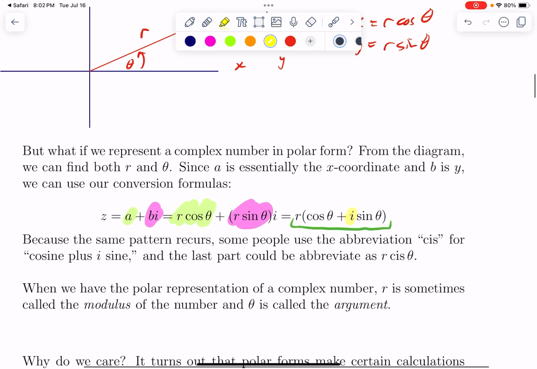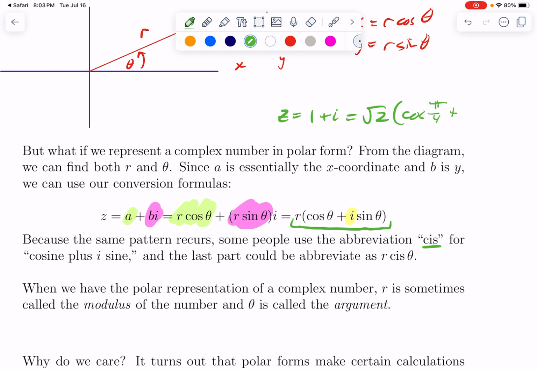And we would always have this pattern where we factor out the r and then it's cosine of an angle plus i times sine of the same angle. So cosine i sine, sometimes that's just abbreviated cis because it's the same pattern over and over and over again. Right? If I had, for example, 1 plus i, that would be root 2 cosine pi over 4 plus i sine pi over 4. And sometimes that might be abbreviated as root 2 cis pi over 4. The cis is just this abbreviation for cosine of that angle plus i times sine of that angle.